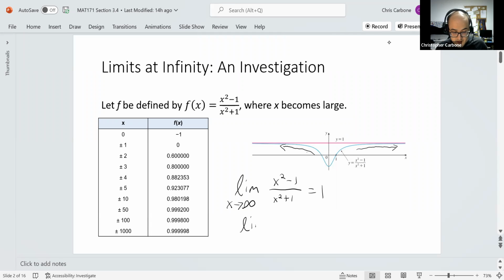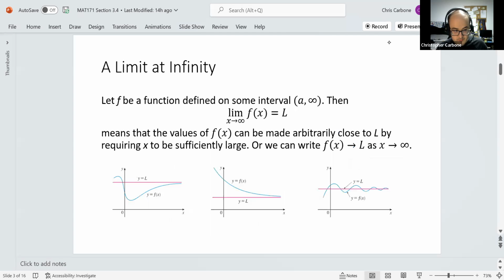Likewise, if we let x be large negatively, so approaching negative infinity, the limit as x approaches negative infinity of x squared minus 1 divided by x squared plus 1 is also equal to 1 for that same exact reason. So, a limit at infinity.